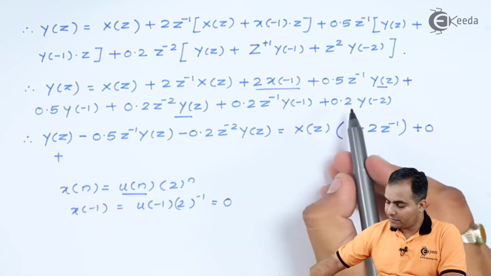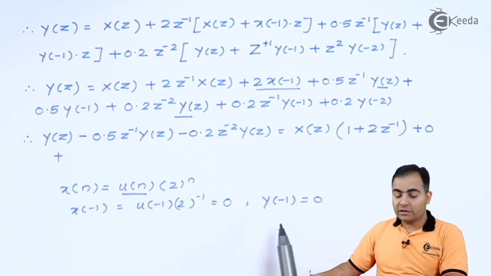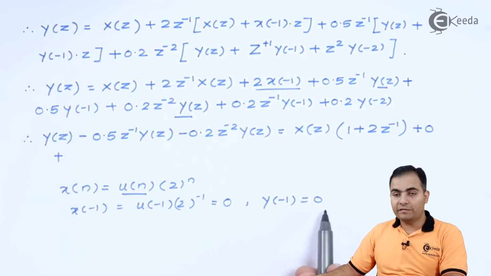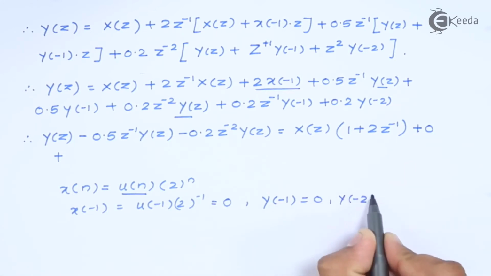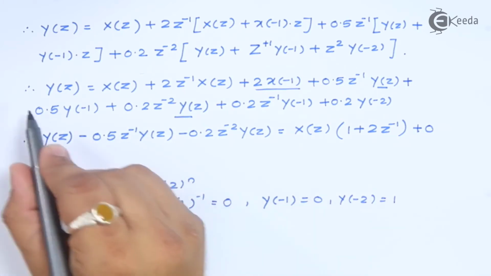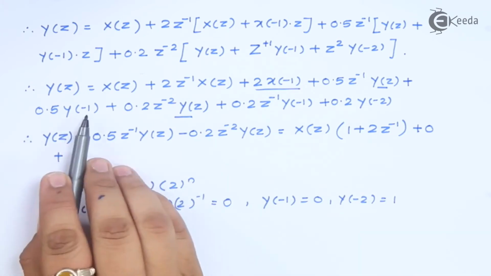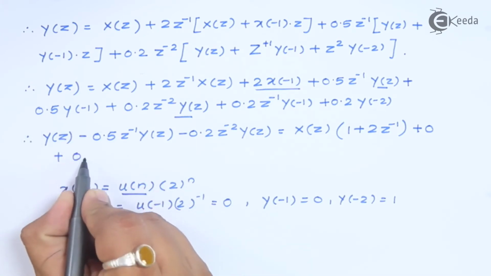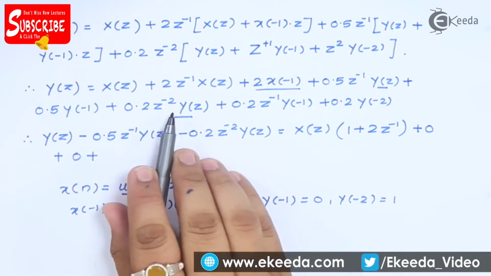Now the next one. Here the 0.5 y of minus 1. In our question, the initial condition value y of minus 1 is given, which is 0, and y of minus 2 value is given, which is 1. Now I'll substitute both these values in our solution. So y of minus 1 value is 0, so 0 into 0.5 is also 0. So this value is shifted to the left hand side, so we are not going to write this.